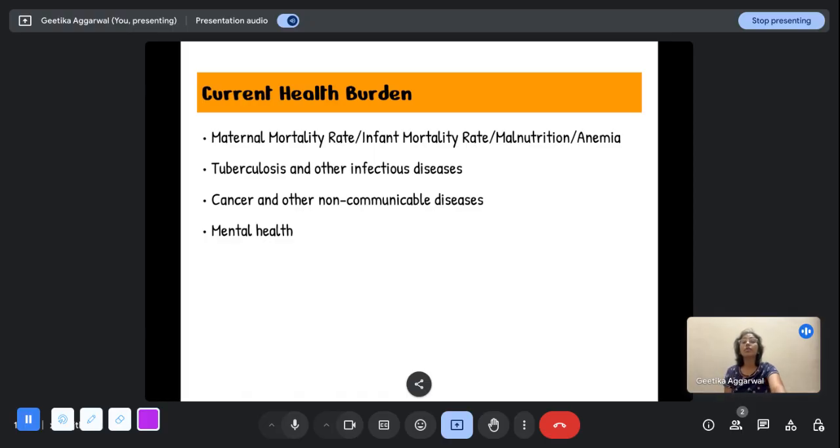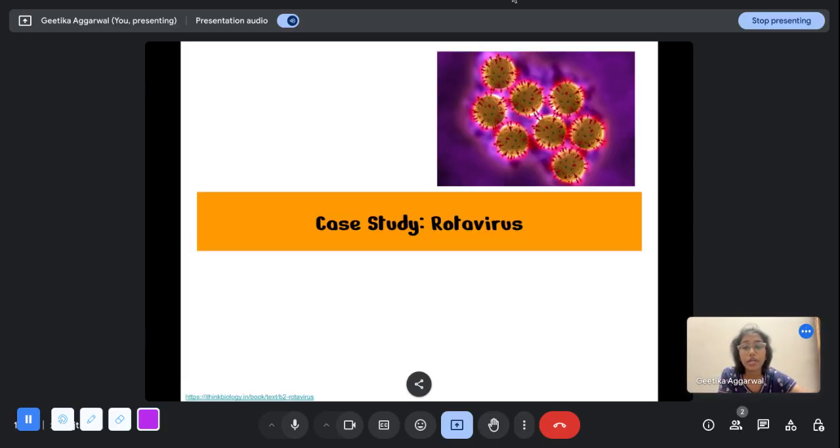Okay, so the current health burden of the country includes dealing with MMR and IMR, maternal mortality rate and infant mortality rate, dealing with malnutrition, dealing with anemia among women and in populations in general, then dealing with infectious diseases like tuberculosis and malaria, dealing with cancer and other non-communicable diseases like cardiovascular diseases, diabetes and hypertension, and dealing with mental health issues. That is also very important because, first of all, India has very low awareness among people about mental health, and most mental health issues are considered taboo. So there is a lot more work that needs to go into all of these sectors, right?